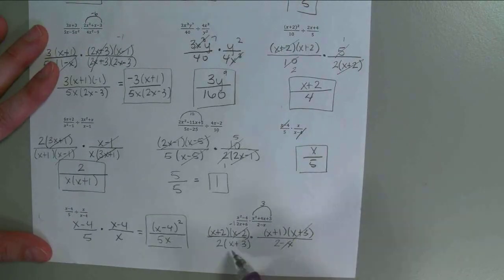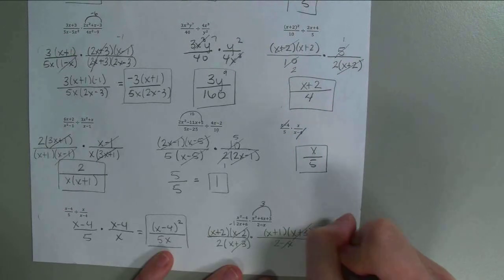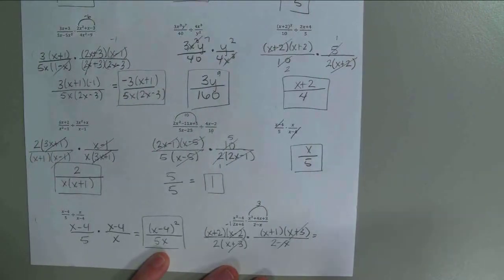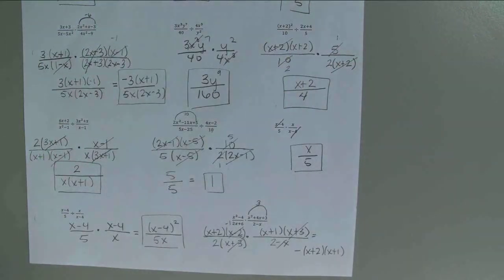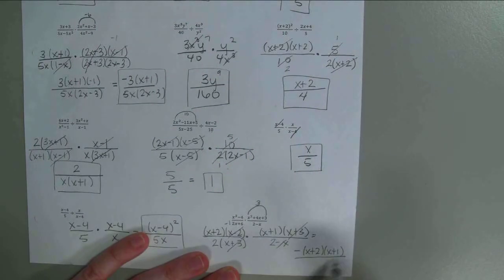Yes. So what remains up top, I'm kind of running out of room, I'm sorry, is a negative x plus 2 times x plus 1. The negative, because the x minus 2 and the 2 minus x just differ by that sign, so my answer is negative. And then x plus 2 and x plus 1. And then what's the only thing on the bottom? 2. Yay!